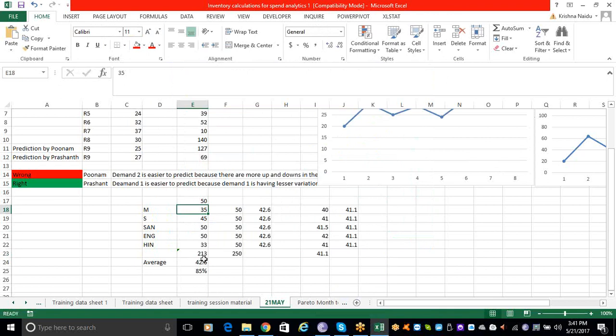You can see the example here. In the first scenario, 42.6, but you look at the numbers, all the numbers are not close to 42.6. In the second scenario, you see 41.1. All the numbers are very close to 41.1, right? So first you have to see the numbers. If the numbers are very close to each other, average will work perfectly.